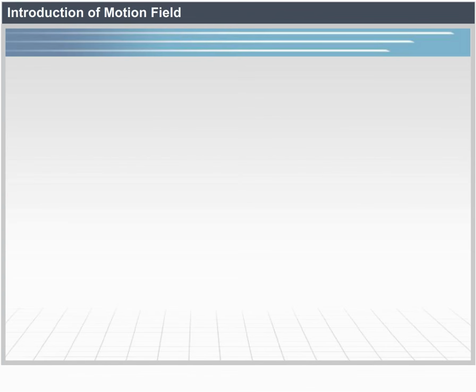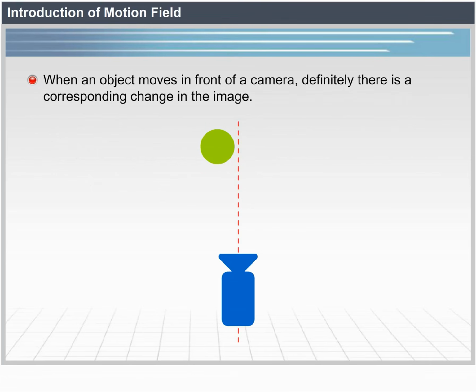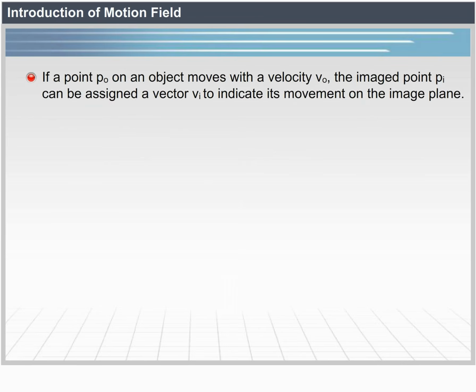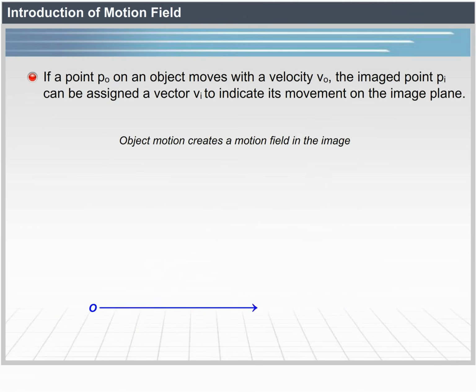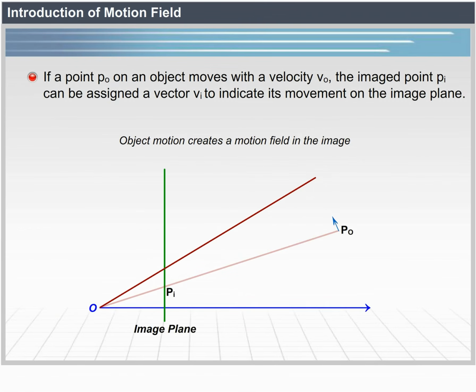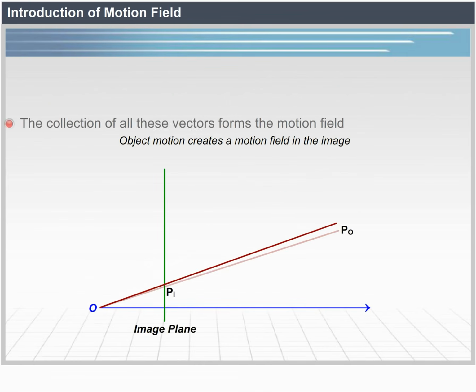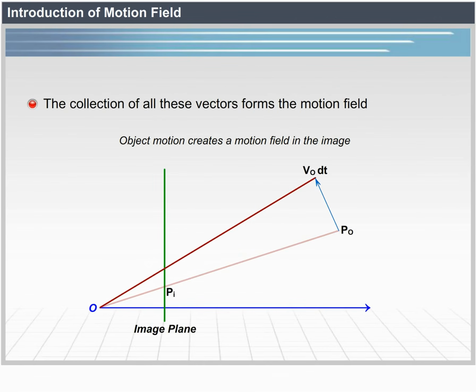Introduction of motion field. When an object moves in front of a camera, there is a corresponding change in the image. If a point P0 on the object moves with the velocity V0, then the image point Pi can be assigned a vector Vi to indicate its movement on the image plane. The collection of all these vectors forms the motion field. This figure shows the motion field of a moving square.